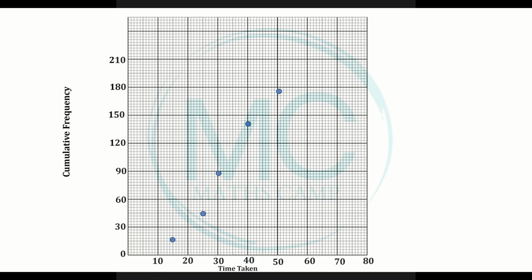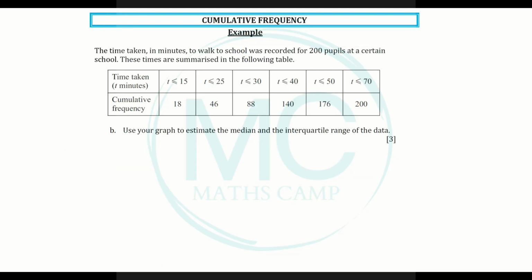And when t is smaller than or equal to 70, it will sit over here. Now I can join my points and draw my graph. This is all you need to do for a cumulative frequency graph. So now let's move on to part B.